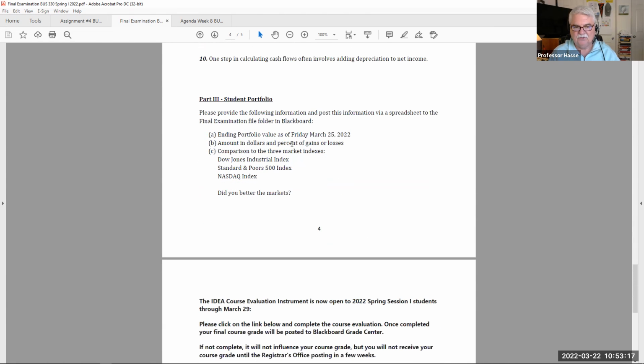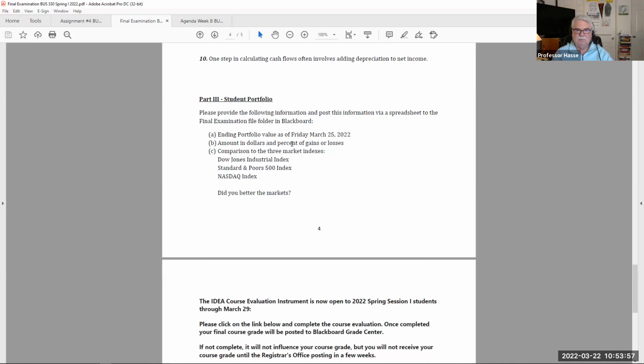And then finally, the third section of the examination is to update your portfolio as of this Friday, March 25, 2022. The market closes at the 1 o'clock hour. At the closing, you are to calculate your ending portfolio value as of that date. And since the beginning of your portfolio analysis, way back in week 1, determine the amount of dollars and percent of gains or losses of your portfolio during the course of our business finance session.